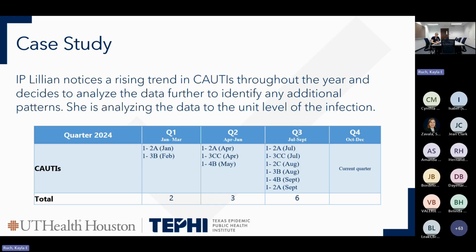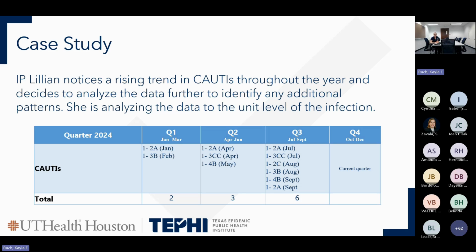Great, yes. The answer is B. You see a big increased trend. So next, she noticed that based on this information, a rising trend in catheters throughout the year, and decides to analyze the data to look a little bit further for additional patterns.